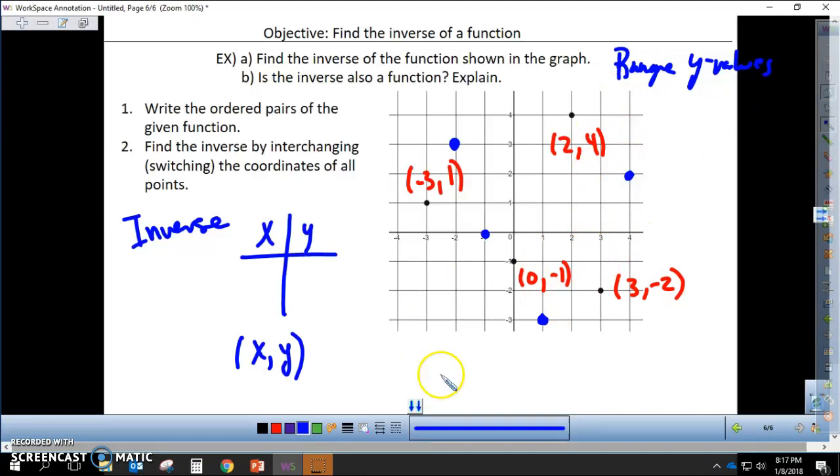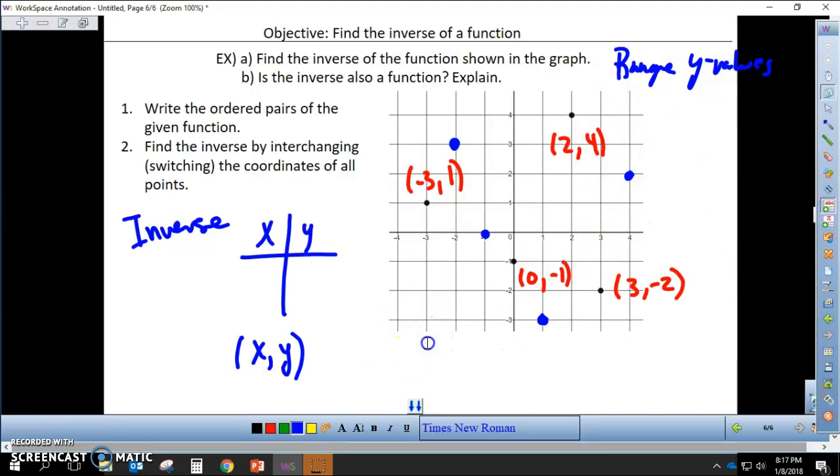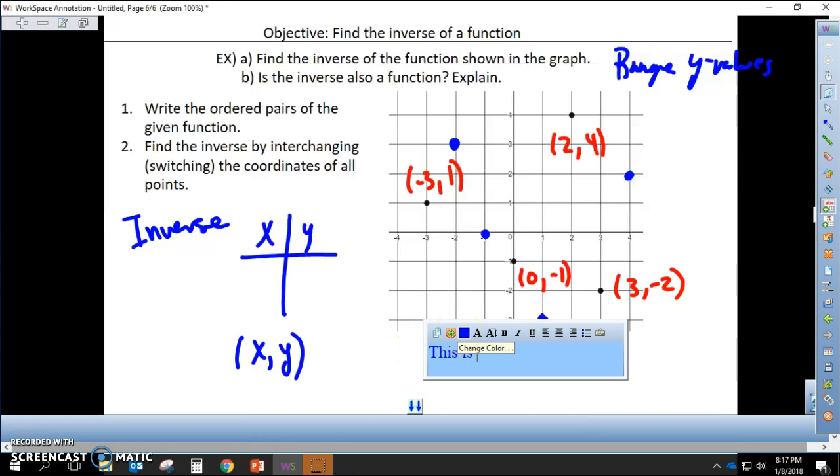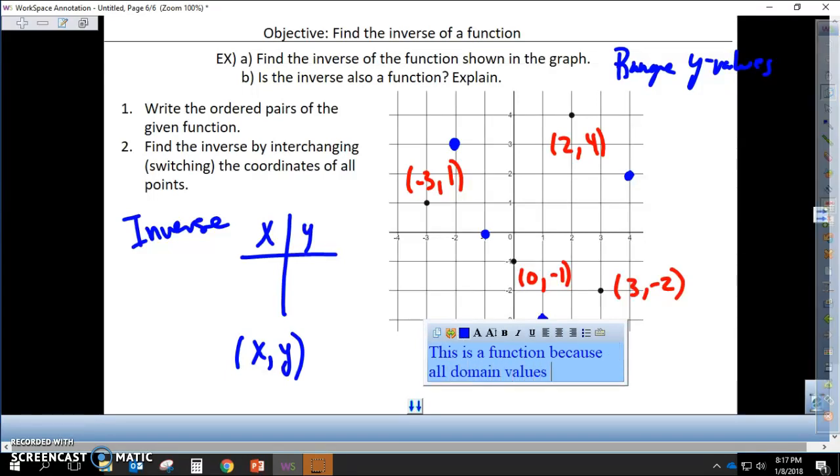And 4, 2, only one range value. So this is a function, and we'll do this again. So we say this is a function because all domain values have only one range value. Okay? And that is it. That's it.